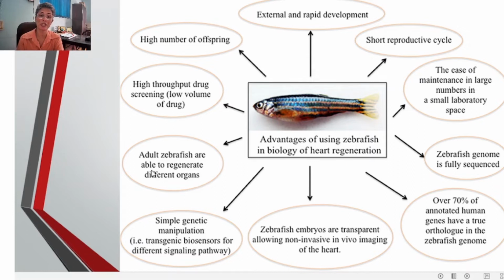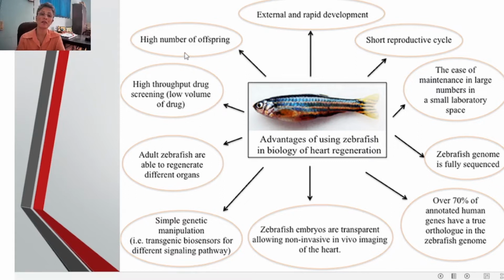Adult zebrafish are able to regenerate different organs. They can regenerate the tail, and they can regenerate the heart also. So the regenerative aspect of the heart, the tail, or any kind of organ system we can study very easily in zebrafish, because it is easy to handle and observe. For high-throughput drug screening, a low volume of drug can be utilized because it is a very small animal. The number of offspring is high.